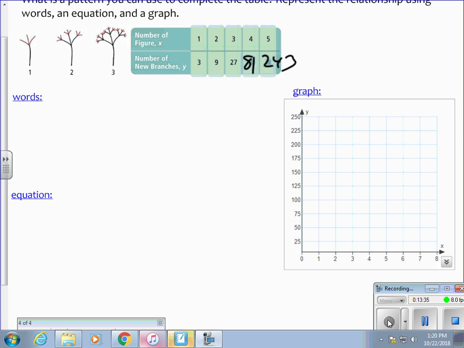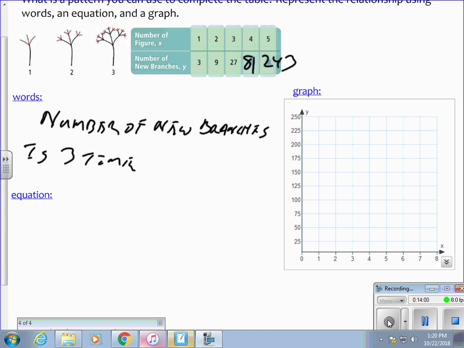Okay, so in words. This is a little bit harder one to describe. In words, the number of new branches is 3 times the previous number.